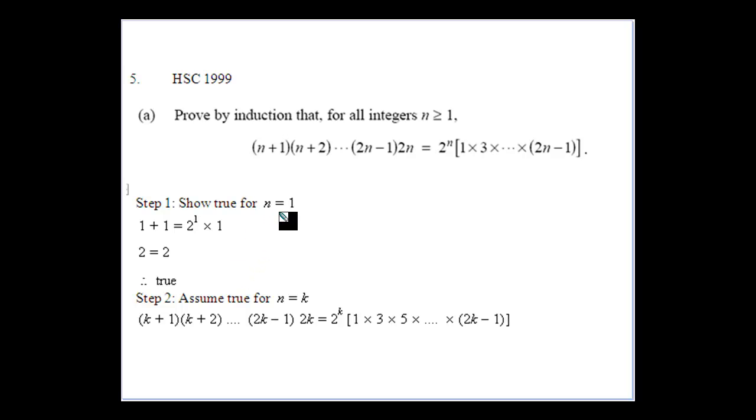So n is equal to 1. Put in 1 there. 1 plus 1 is 2. 2 to the power of 1 times 1, the first term there. So 2 is equal to 2. It's true. We assume it's true for n is equal to k. So (k+1)(k+2) through to (2k−1)(2k) is equal to the right hand side.